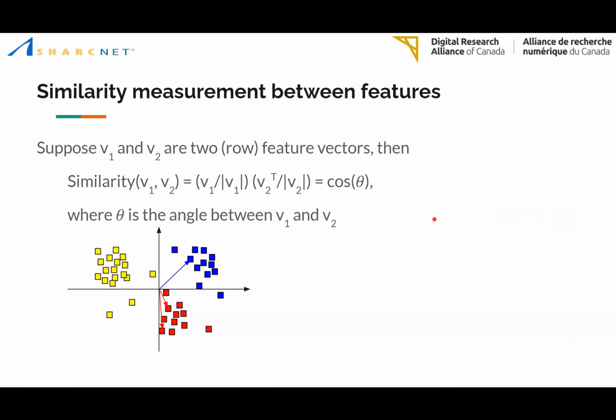Another question we're going to answer is how to measure the similarity between two feature vectors. The simplest way is to use the dot product. But before we do the dot product of two vectors, we first normalize each of them. That gives us the cosine of the angle between the two vectors. Probably most of you already understand the mathematical meaning of why we use this as a similarity measure.